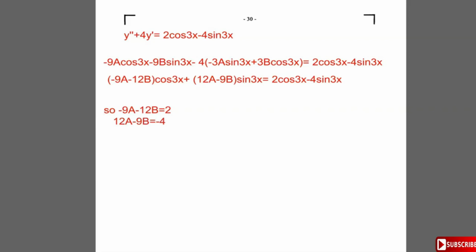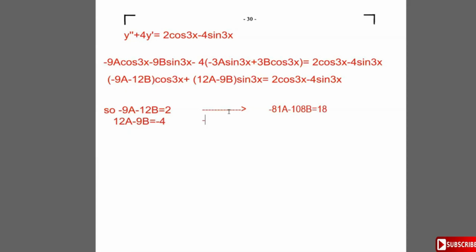All right. Now I'm in an elimination mode, so I'm going to multiply the first equation by 9. Multiplying the first equation by 9, I get minus 81a minus 9 times 12, that's minus 108 times b. Then 9 times 2 is 18.